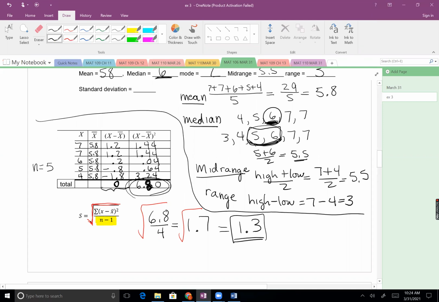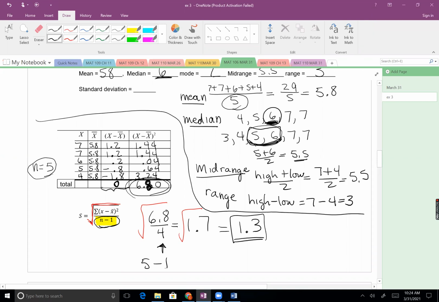So we are dividing, where's the 4 coming from? Because there were 5 numbers, when we found the mean, we divided by 5. For the standard deviation, we divide by 1 less than that. That is so right. 4 comes from 5 minus 1. Okay.